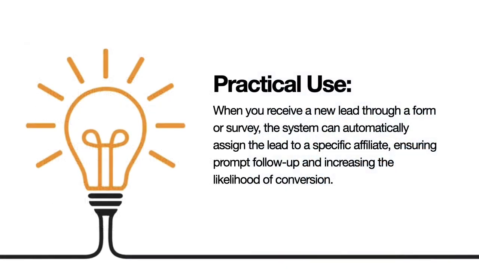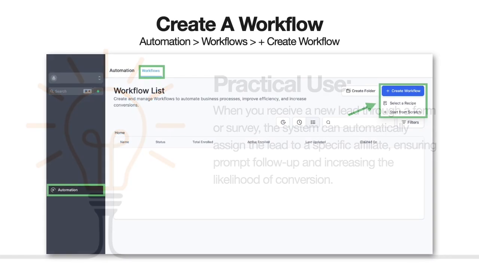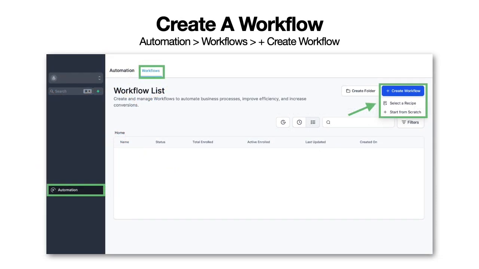Now, when you receive a new lead through a form or even a survey, the system can automatically assign the lead to a specific affiliate, ensuring that that affiliate can promptly follow up and increase the likelihood of a conversion. So let me show you exactly where this is located and how to use this new feature.